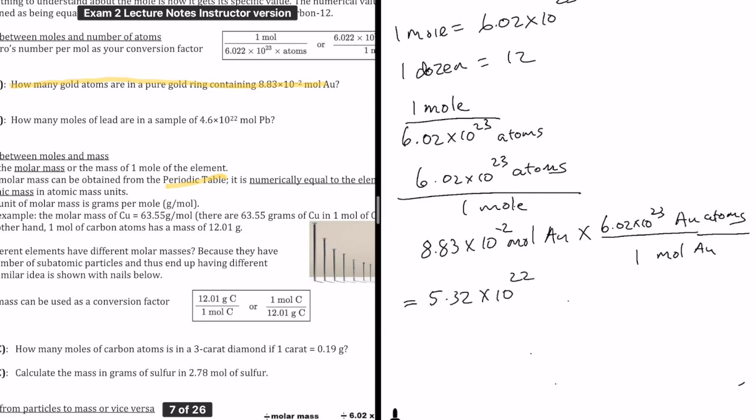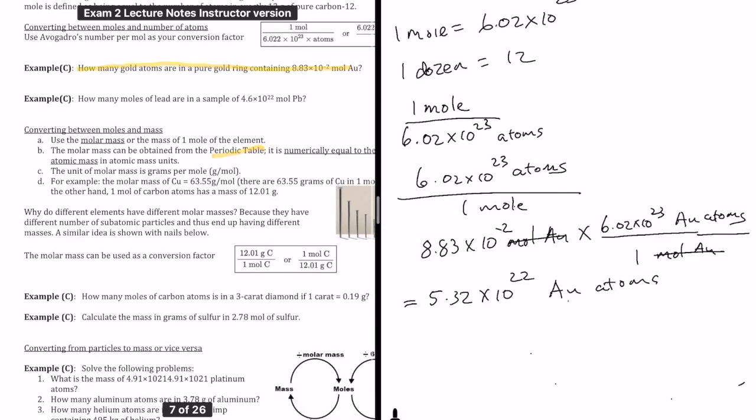And what unit do I have? Well, the mole of gold cancels out, and so what we have is a unit that's just gold atoms. Hopefully that makes sense, how we convert between the number of particles and moles.